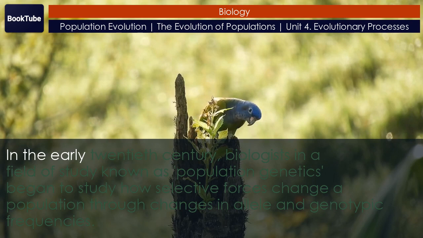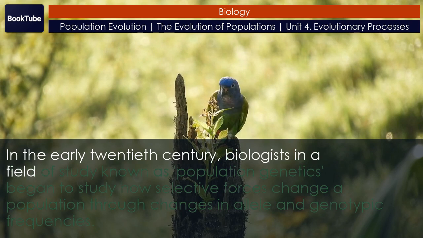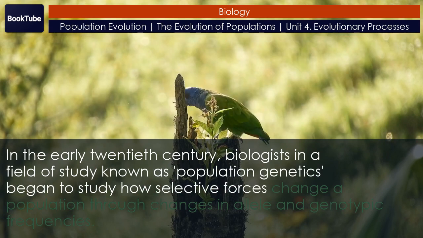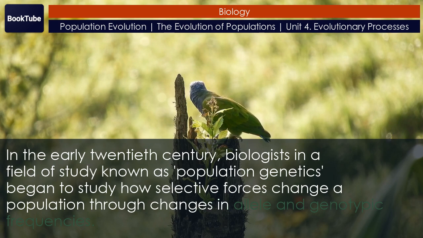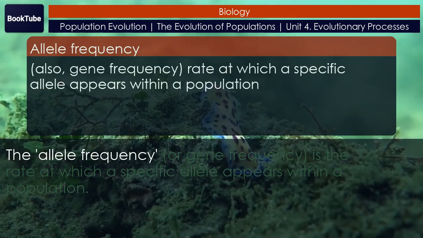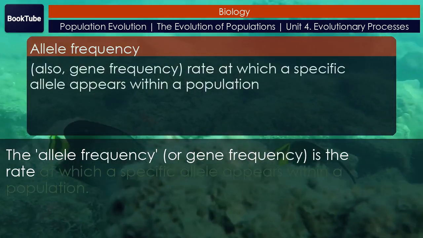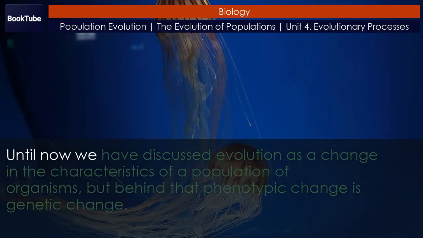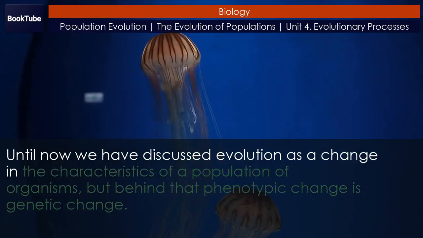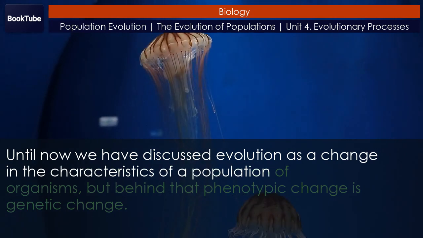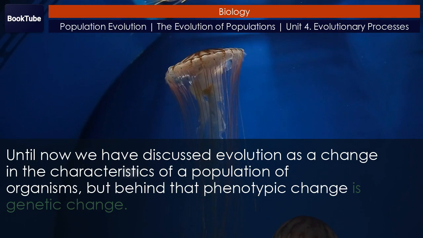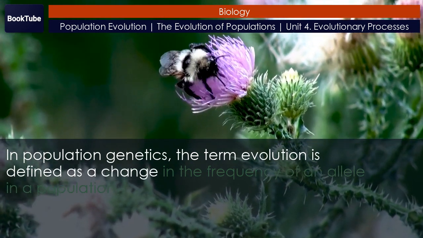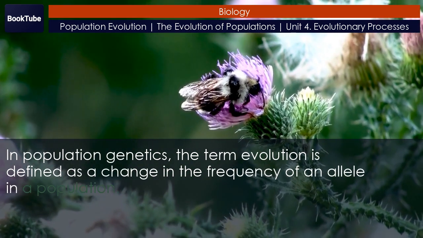In the early 20th century, biologists in a field of study known as population genetics began to study how selective forces change a population through changes in allele and genotypic frequencies. The allele frequency, or gene frequency, is the rate at which a specific allele appears within a population. Until now we have discussed evolution as a change in the characteristics of a population of organisms. But behind that phenotypic change is genetic change. In population genetics, the term evolution is defined as a change in the frequency of an allele in a population.